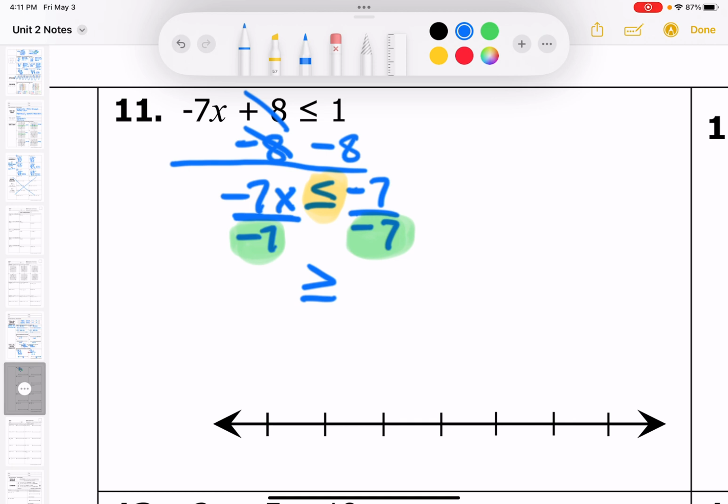And then I just work it out like normal. Those cancel. Then negative 7 divided by negative 7 is positive 1. All you're doing is flipping that inequality sign, and everything else stays the same. So I'm going to graph this on my number line. I'm going to put a 1 in the middle. It's going to be a closed circle because it's greater than or equal to, and I'm going to shade to the right.